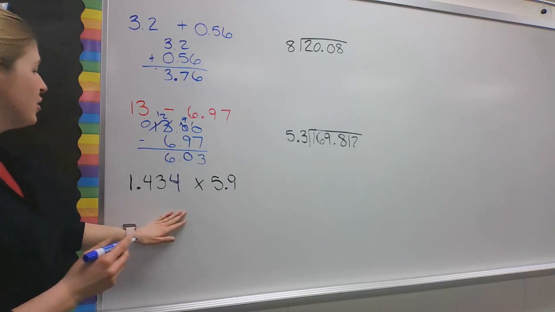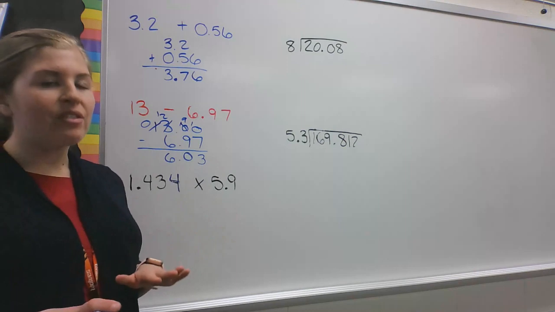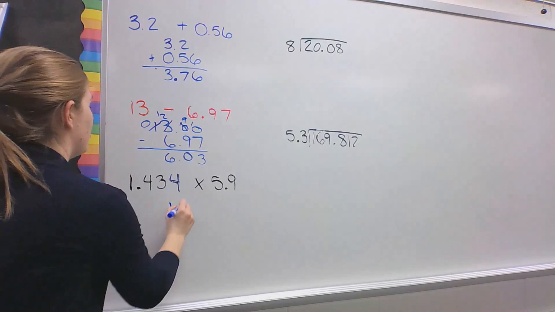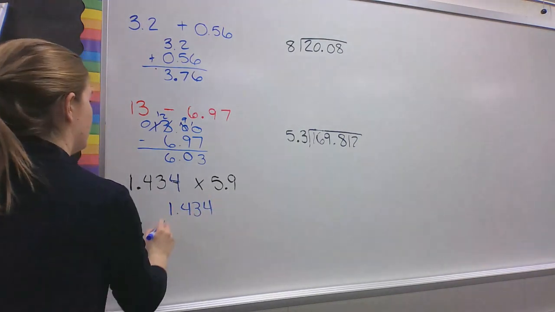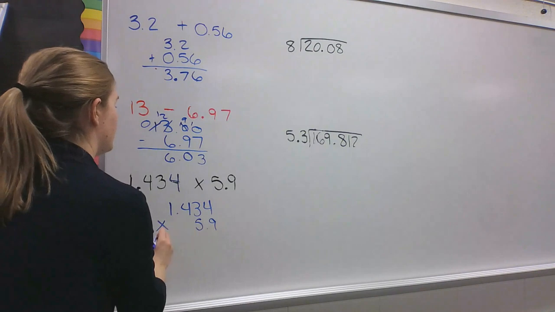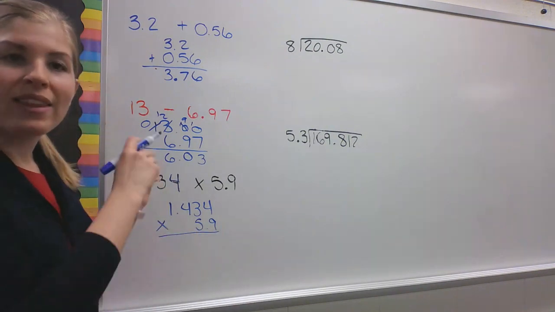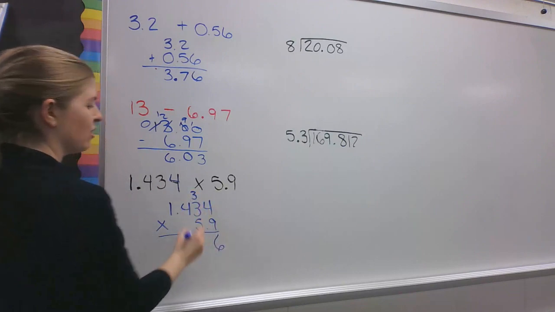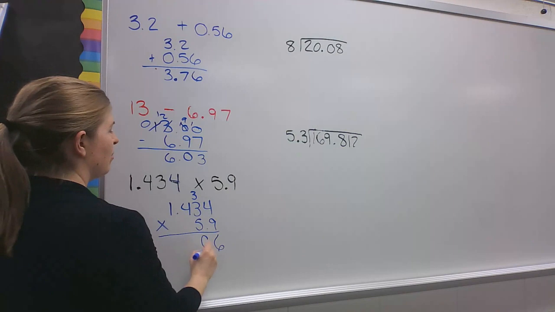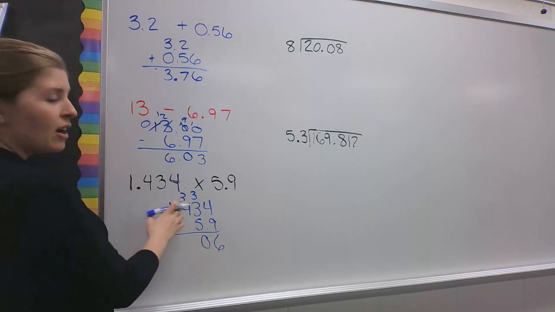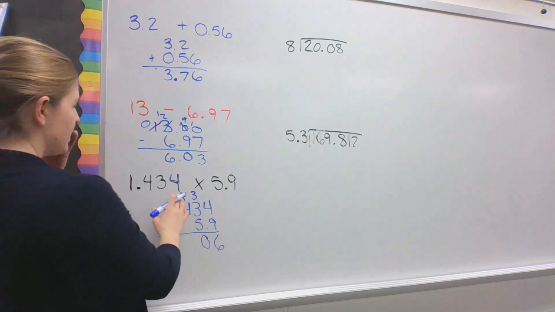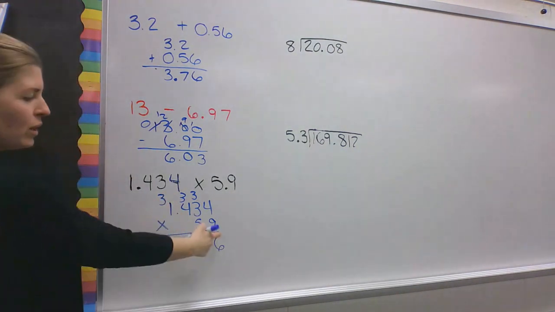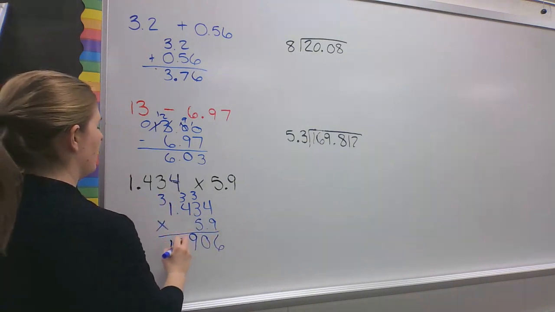This is multiplication. With multiplying, we don't necessarily have to have the decimals lined up. We just need to count the spaces after the decimal. So we have 1.434 times 5.9. We'll multiply as usual and then count the decimal places to know where to put our decimal. So 4 times 9 is 36. Carry the 3. 9 times 3 is 27, plus 3 is 30. Carry the 3. 4 times 9 is 36, plus 3 is 39, and then 1 times 9 is 9, plus 3 is 12.